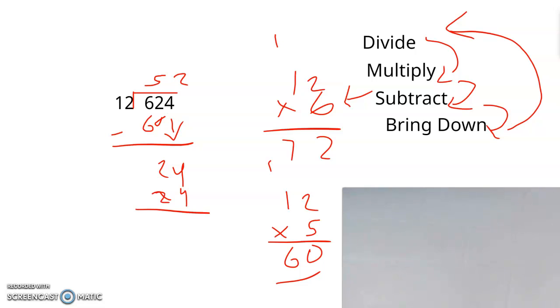Sorry, that's hard to read. See, 24. Then I subtract, I get 0. And there's nothing left to bring down. I'm left with 0 right here as a remainder. There's no remainder. And so I'm done. The quotient of 624 divided by 12 is 52.